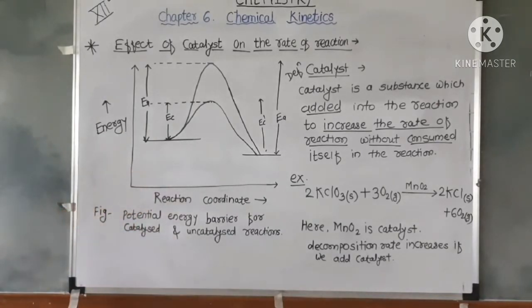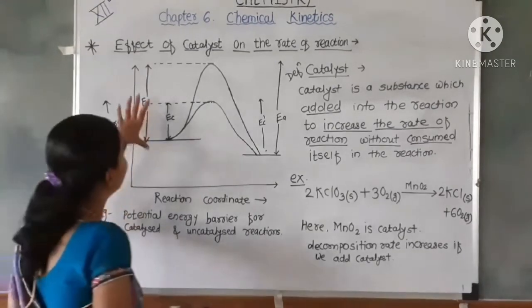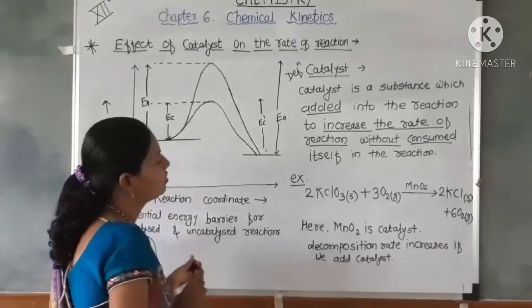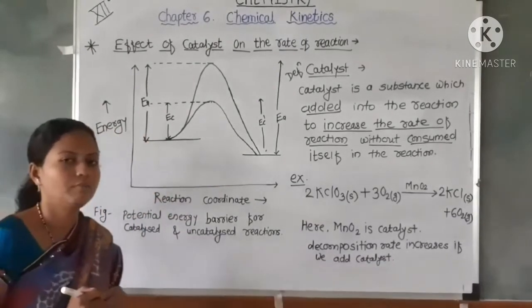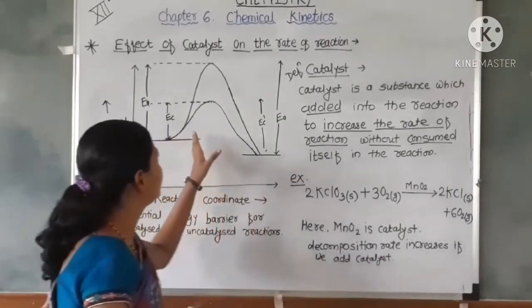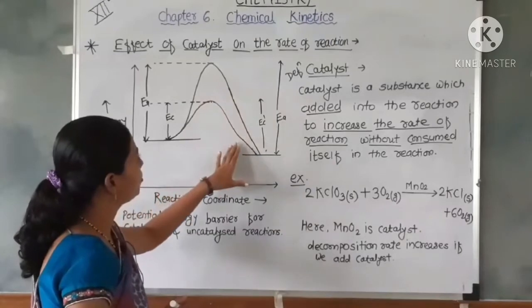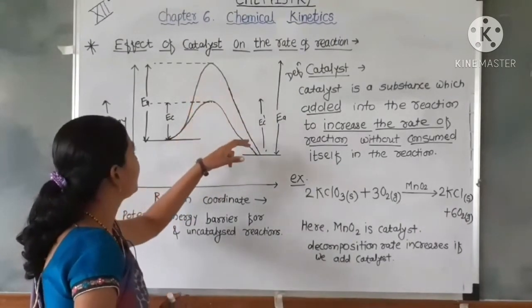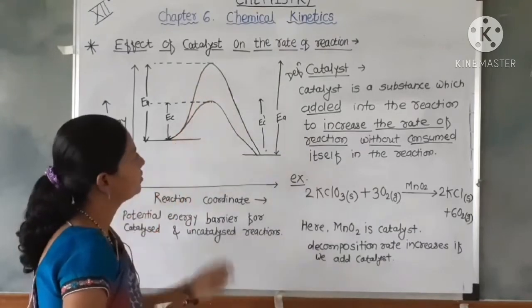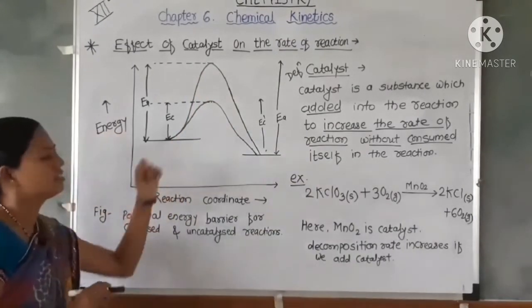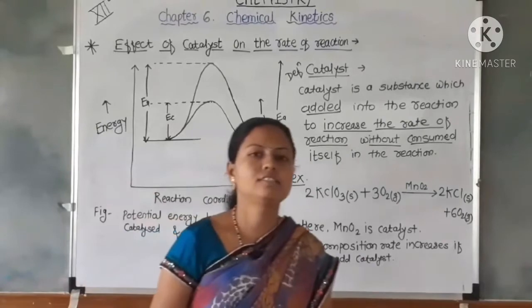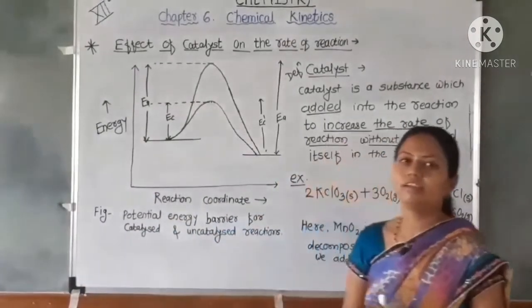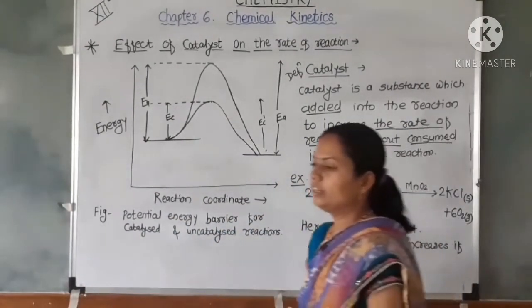The barrier for the uncatalyzed reaction is large, whereas in the catalyzed reaction there is a catalyst present which increases the rate of reaction. Therefore, the rate of the uncatalyzed reaction does not increase, and the rate in the presence of a catalyst increases.